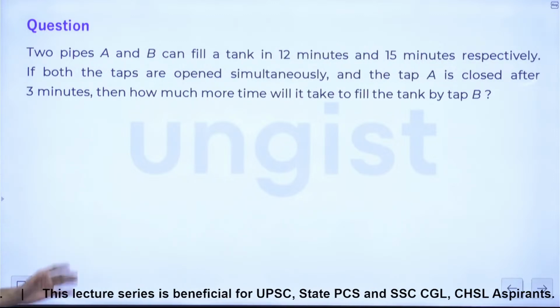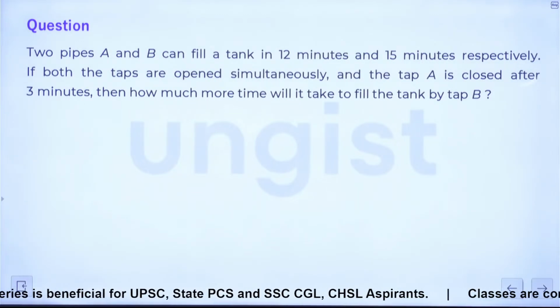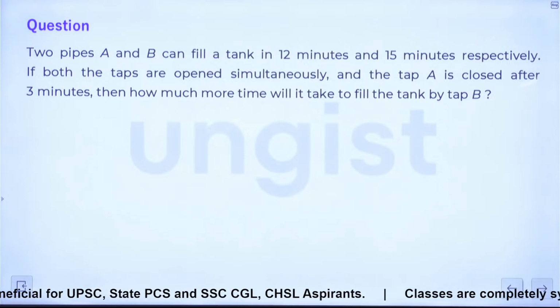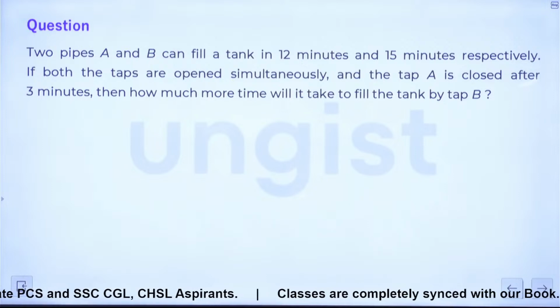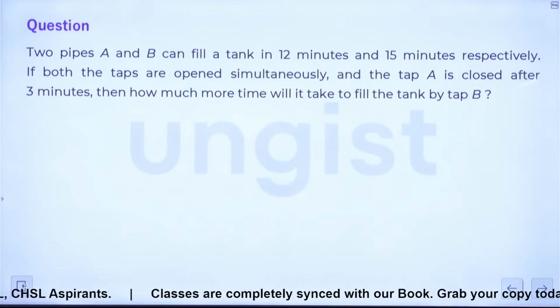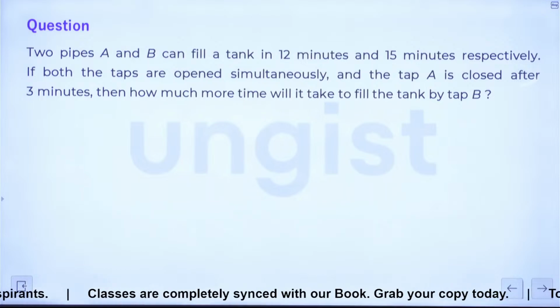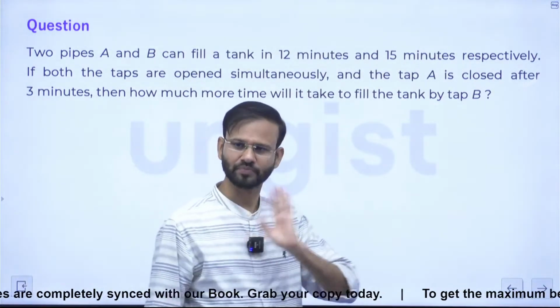After that, guys, just look at the question. Just try to understand the story first. Question is saying, two taps A and B can fill the tank in 12 and 15 minutes respectively. If both the taps are opened simultaneously and tap A is closed after 3 minutes. I think you can do this question. This type of questions we have solved yesterday, right?